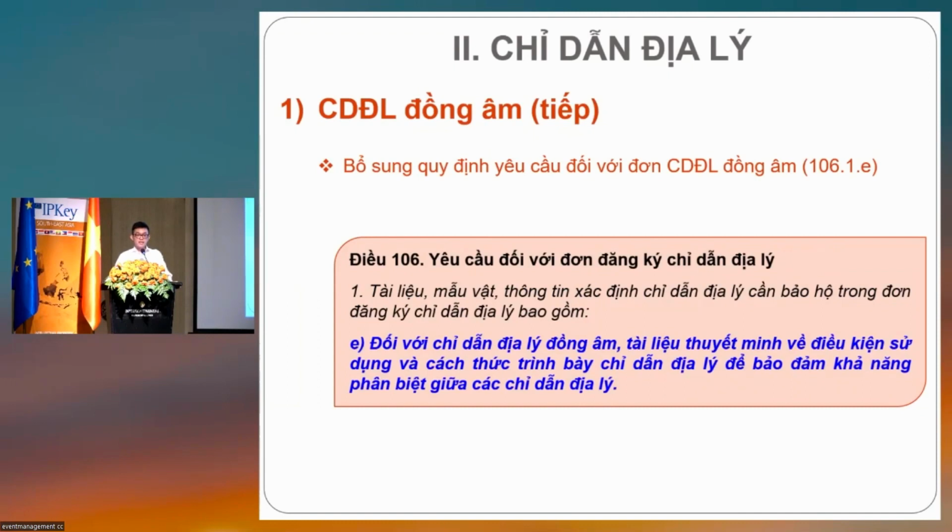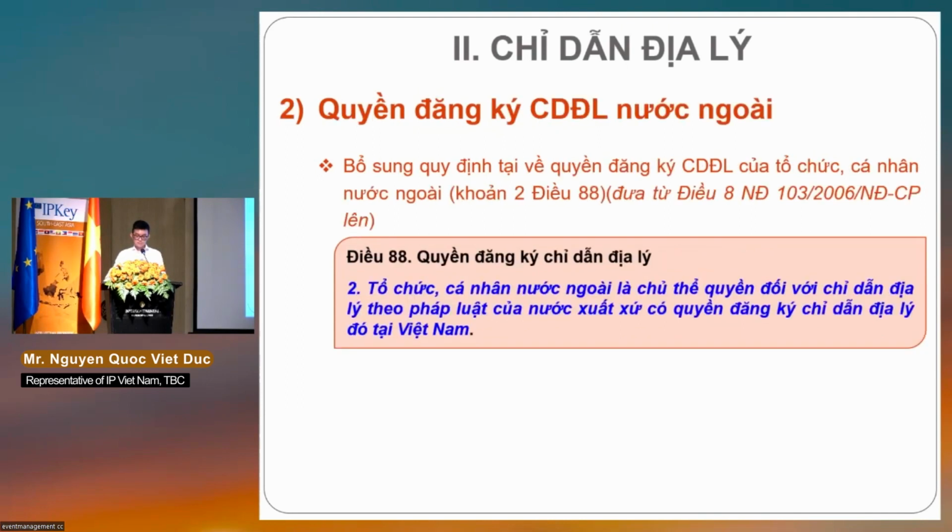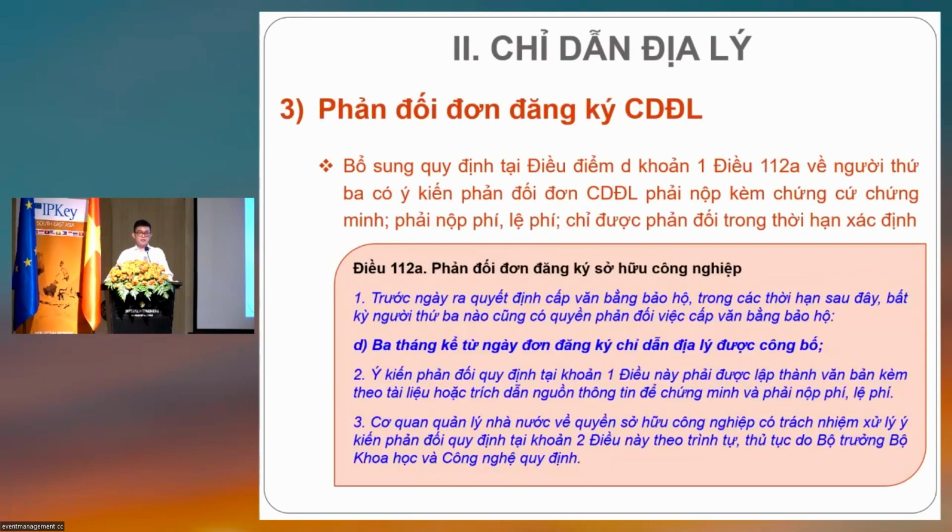So for the homonymous GI, it has been pointed out in Article 106. The applicants must have explanatory documents to ensure the distinction from the GI which existed before. Now, the second point regarding GI overseas is that we have to clarify. Actually, this one is not new, but it has been there in the decree 2006. The individuals and organizations overseas, as the rights holders, will be entitled to that.